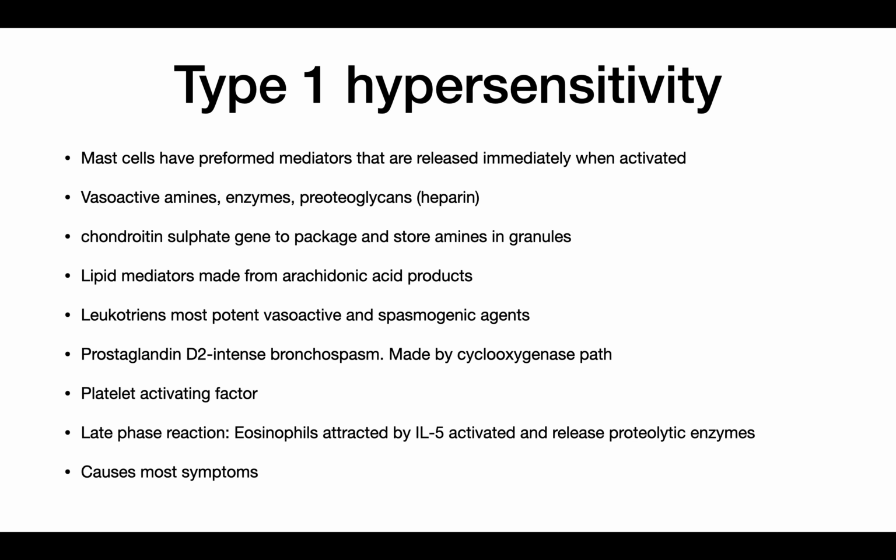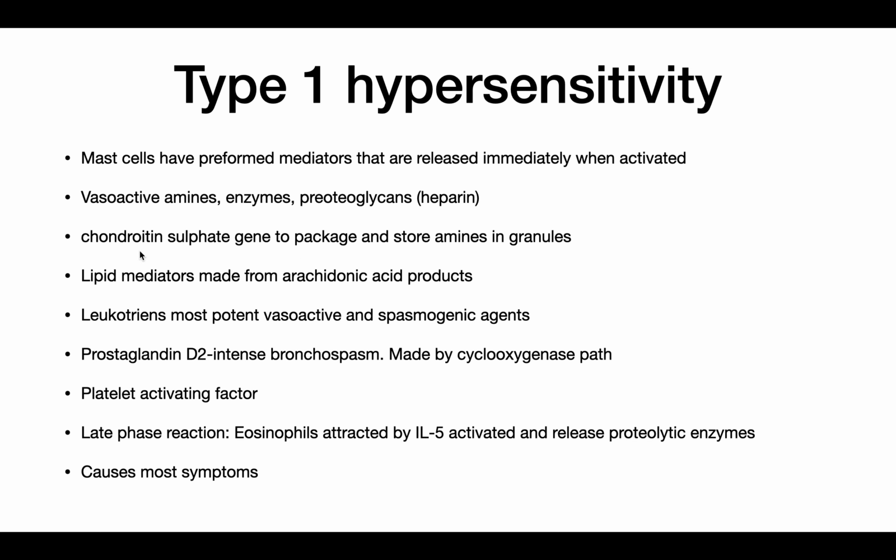Okay, so all the different types of hypersensitivity. So hypersensitivity type 1 is going to be allergic. So what does that mean? The mast cells are going to release a bunch of cytokines, chemokines that cause an allergic reaction. So these are going to be your vasoactive amines, enzymes, and proteoglycans. It's going to dilate your vessels. It's going to irritate these vessels and tissues.